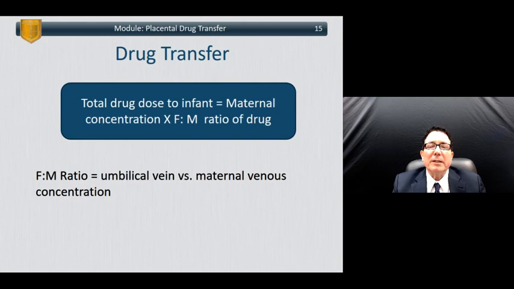So the total drug dose to the infant equals the maternal concentration times the fetal to maternal ratio of drug. The fetal-maternal ratio equals umbilical vein versus maternal venous concentration.